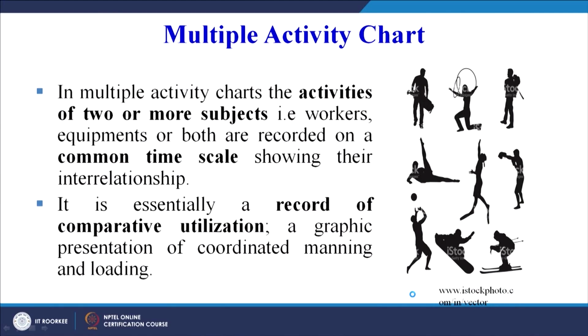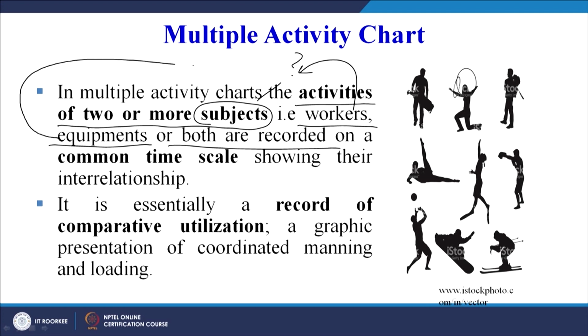In a multiple activity chart, the activities of two or more subjects are recorded. Now, this word subjects is new. What is a subject? It is explained that workers, equipment, or both are recorded. So subjects are the workers and the equipment. In multiple activity charts, the activities of two or more subjects, that is workers and equipment, or we can say man and machine, are recorded on a common time scale. This we will understand when we see the example showing their interrelationship.